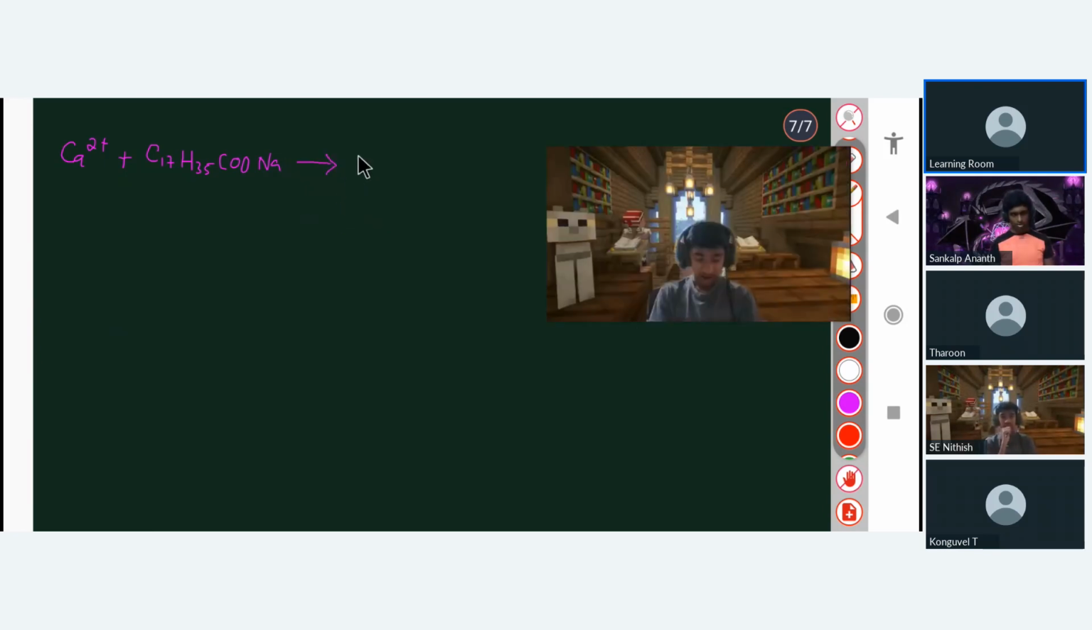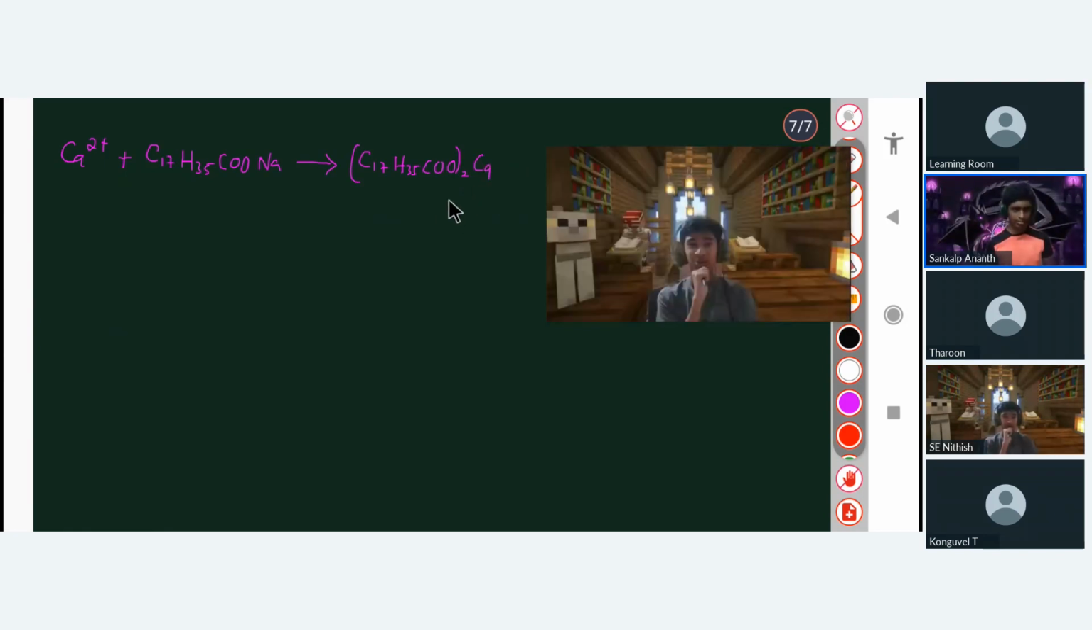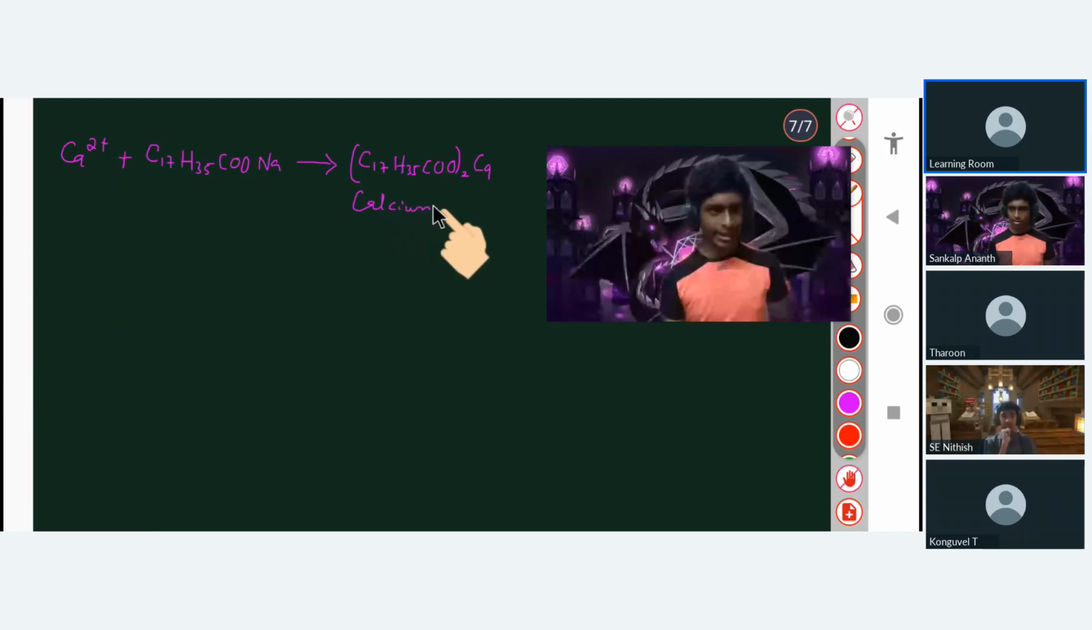Now tell me what will be the product here. I will tell you. Na and Ca are both positive, so this reaction will take place and calcium stearate will form here. That is my precipitate. That is why it doesn't allow froth. It is my precipitate.